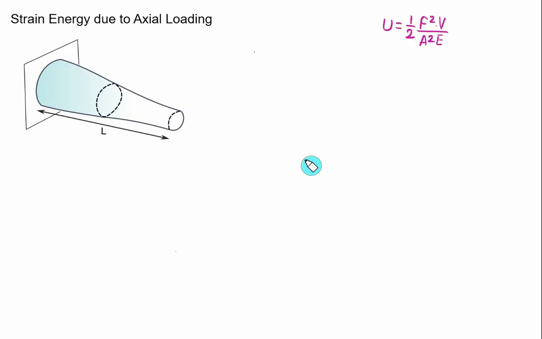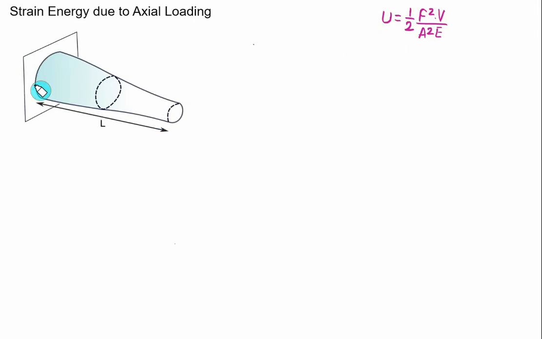So strain energy, given as 1/2 F square into V divided by A square into Young modulus E, is used for constant cross-sectional area. But suppose we come across a non-uniform cross-sectional area, then we have to modify this equation. So let's consider here we have a bar BC with a variable area. Let us assume here that the area at any distance x is A.